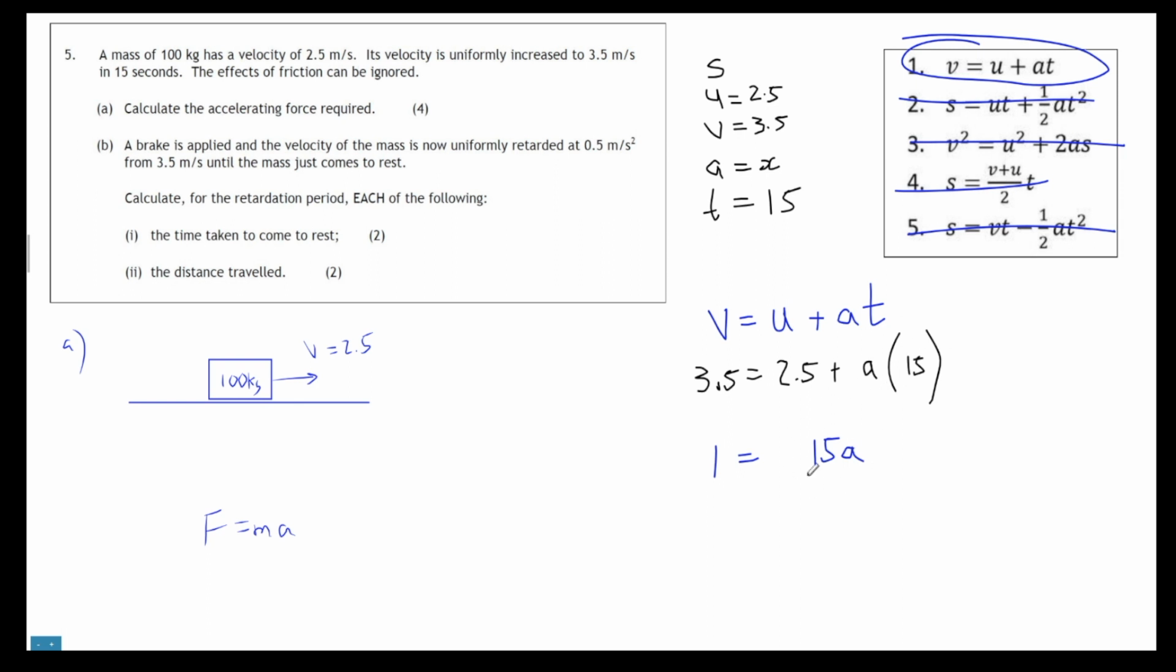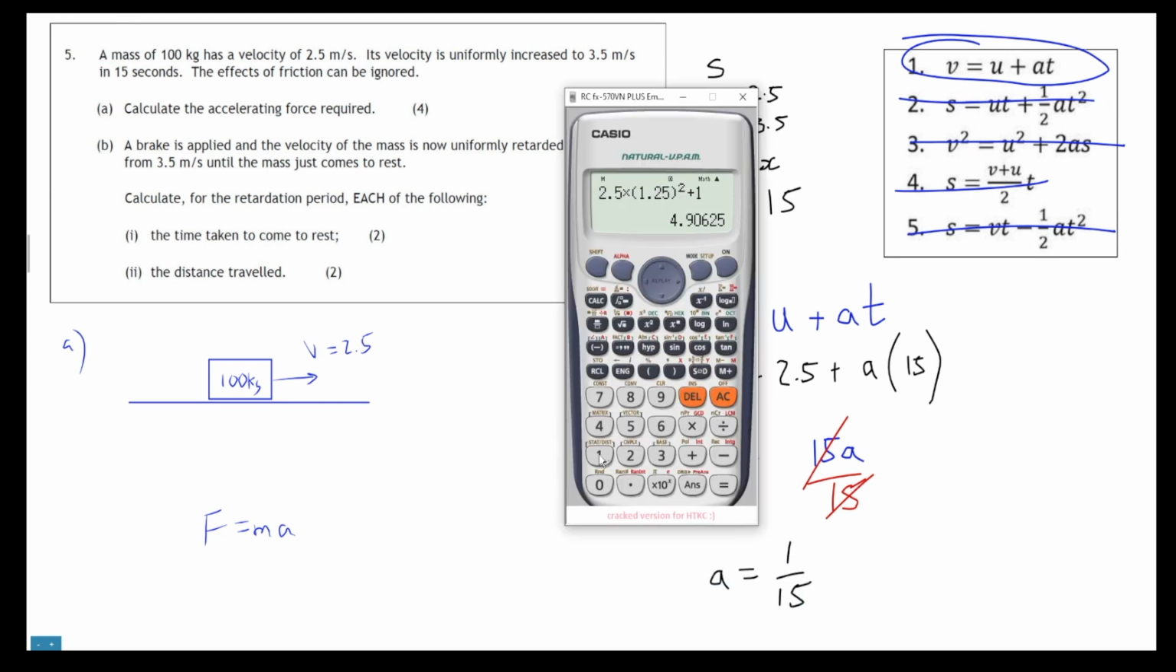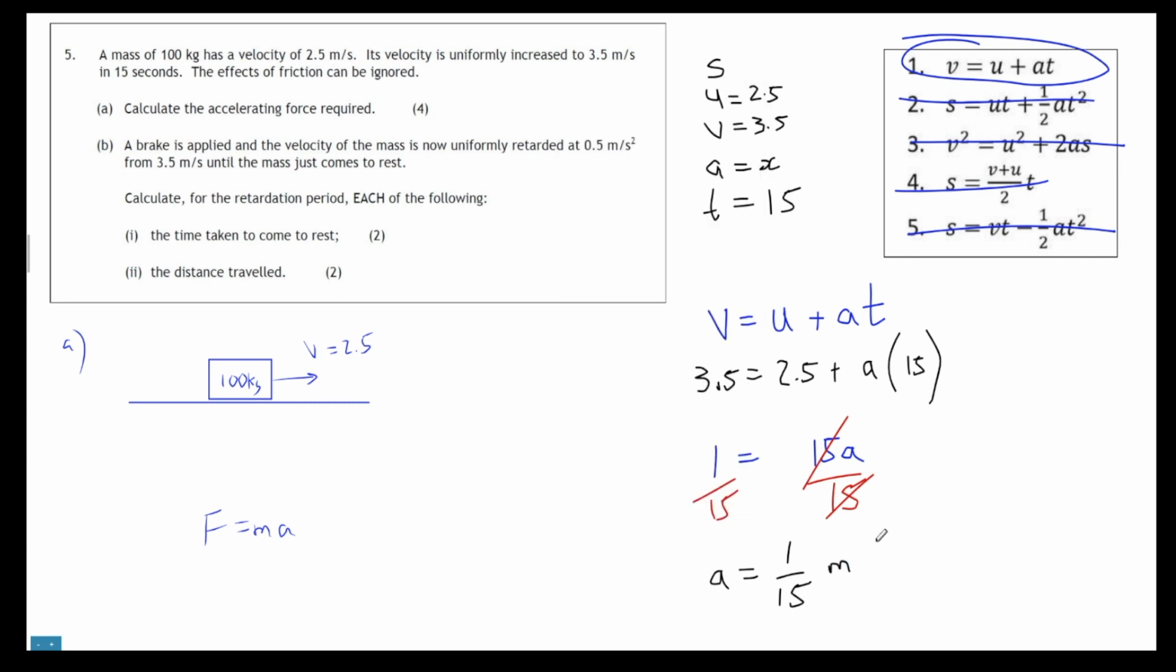Now I want to divide both sides by 15. So it looks like this. Now I've got my a value. I know the acceleration is equal to 1 over 15, which I can write as a decimal if you like, but it doesn't really need it. It can just stay like that, 0.666. The reason why it can stay like that is because this is kind of ugly. This is meters per second squared.